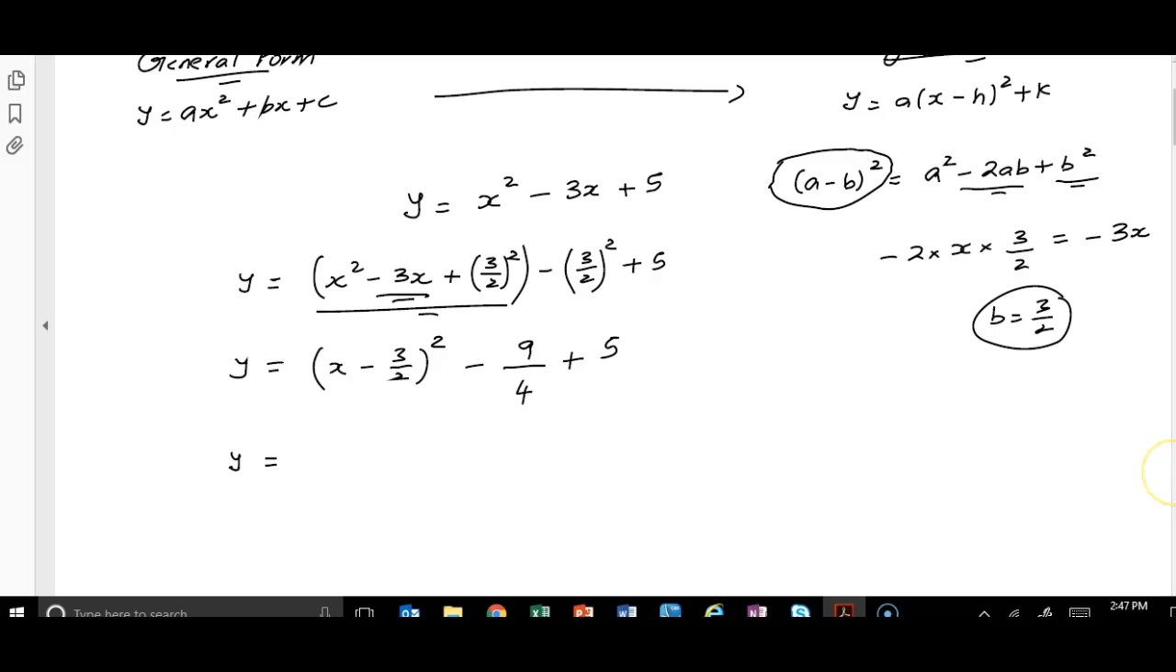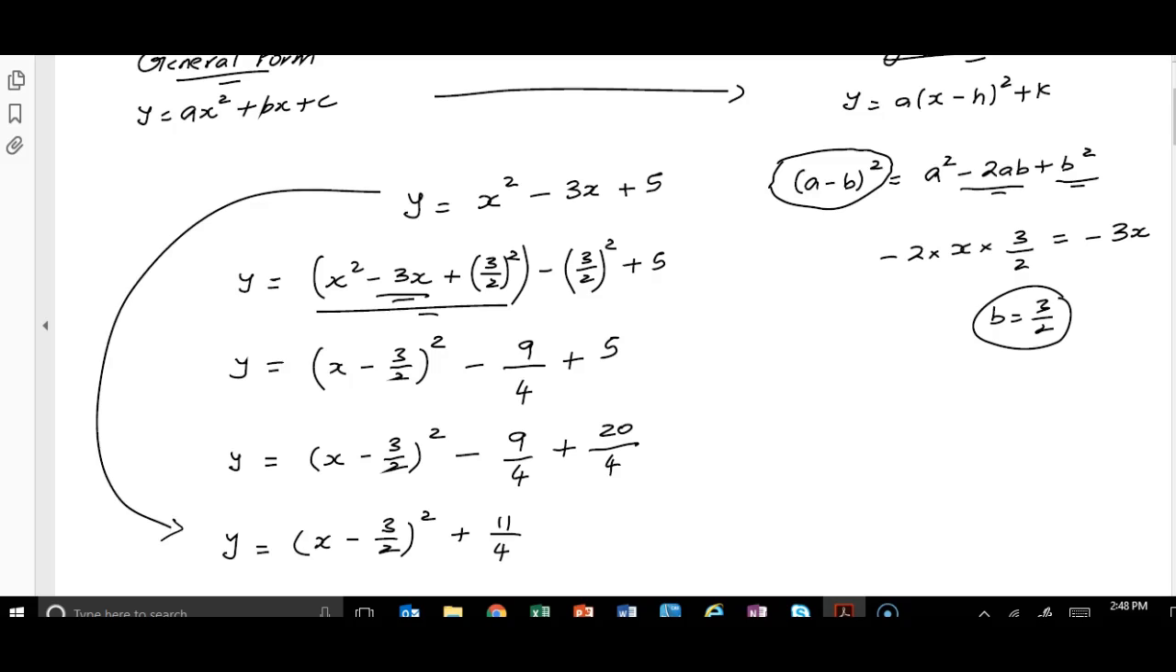We can't add those two numbers because the denominators are not the same, which means we attempt to make the denominators the same. We now have 20 on 4, and simplifying our last step gives us a plus 11 on 4. So now we have converted the general form into its turning point form.